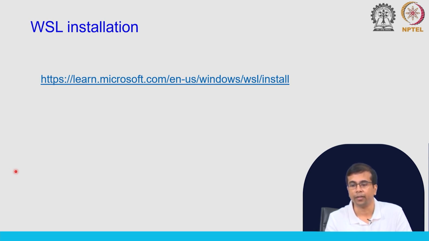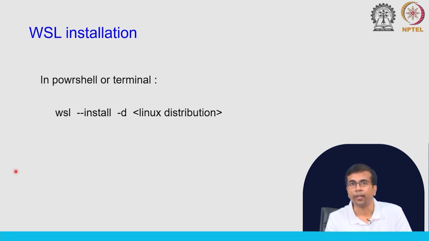You can simply type wsl --install -d followed by the Linux distribution name. Whether you want Ubuntu or another type of system, or a particular Ubuntu version, whether it is Ubuntu 20 or Ubuntu 22, you can specify it. The list of distributions available in WSL is also given on the website, and you can check and install very simply by typing wsl --install in PowerShell or in the terminal.